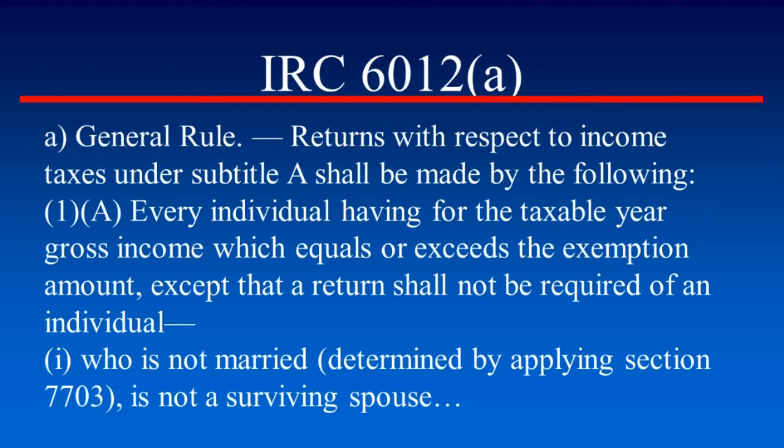6012A. This is a little more complex, but let's listen. I'll read it. Returns with respect to income taxes under subtitle A shall be made by the following. Every individual having for a taxable year a gross income which equals or exceeds the exemption amount, except that a return shall not be required of an individual. Wow. Does that require you? It's kind of confusing. You may think I don't have this typed in here right. That's the way it is worded.